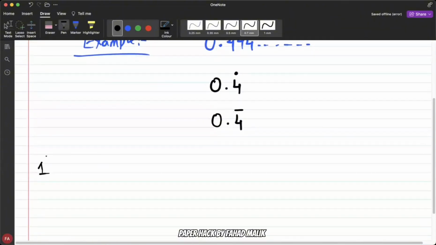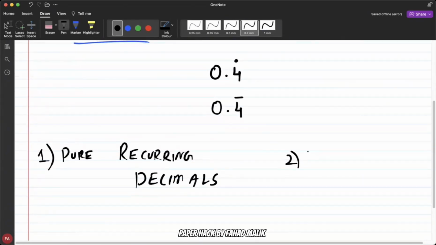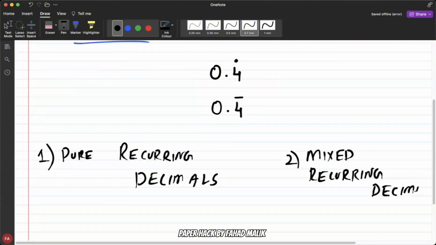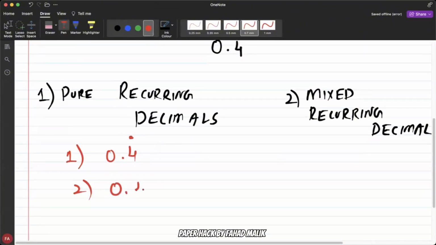So the very first kind of question, which is quite basic, is known as pure recurring decimals. And the second type of question will be based on mixed recurring decimals. Now, whenever I talk about pure recurring decimals, that means I only have something like this, perhaps 0.4 with a dot on it, or perhaps even 0.44 with two dots on it.